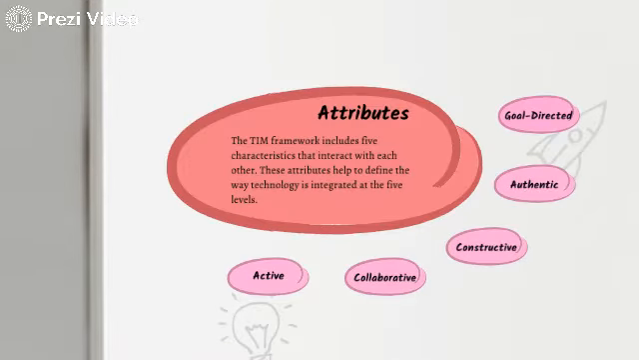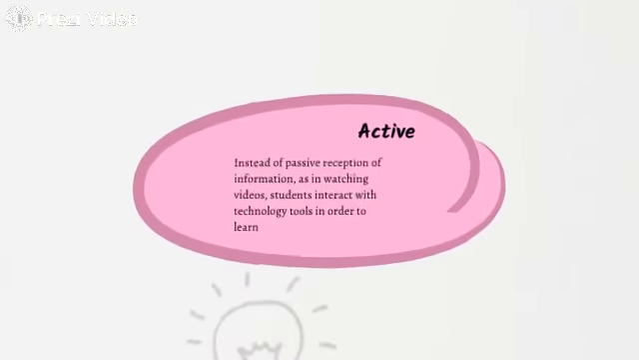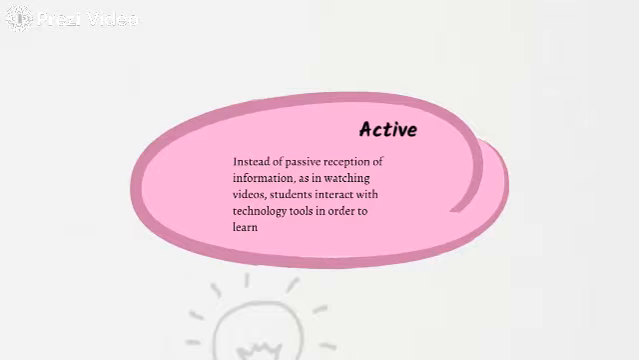The attributes of the TIM are interactive and help define the way technology works at each level. The active attribute can be defined as the extent to which students are using technology. As we will see, this can range from watching a presentation to complete integration of technology with learning.